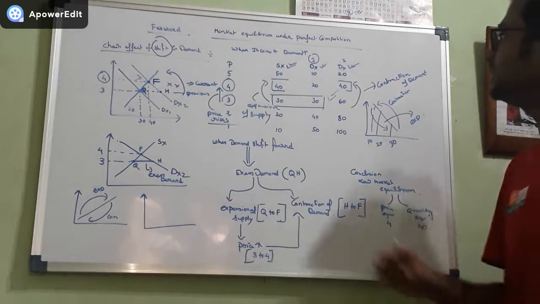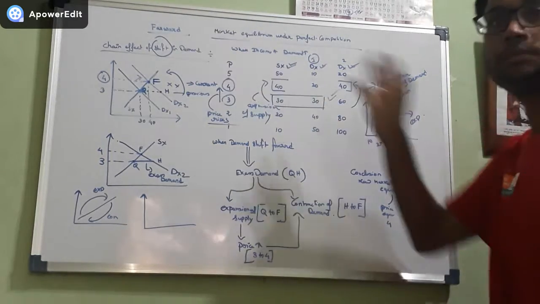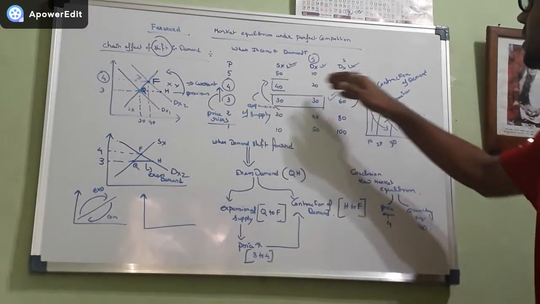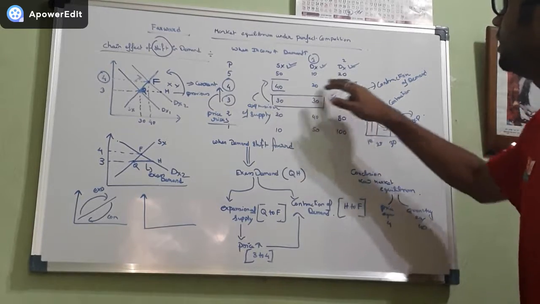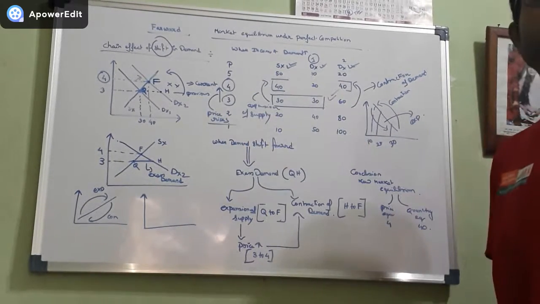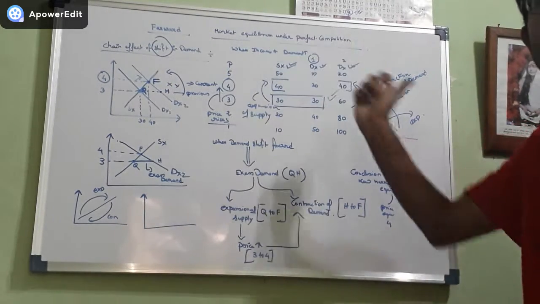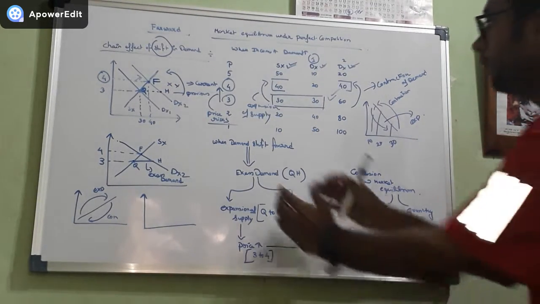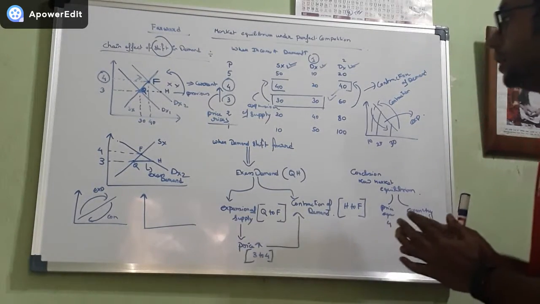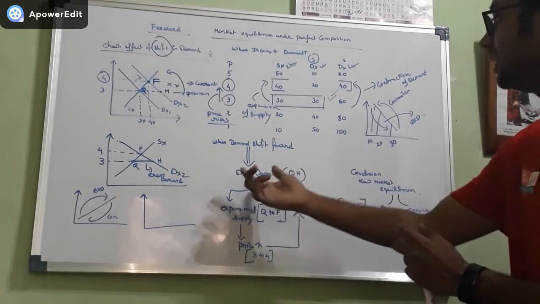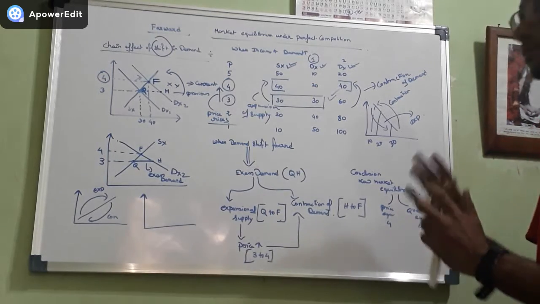As I have increased the demand, as there is a forward shift of demand, the equilibrium is now happening where? At 40 and 40, when the price is 4. Now the price has increased as I have increased the demand. So when there is a forward shift of demand, what is happening? There is an excess demand.